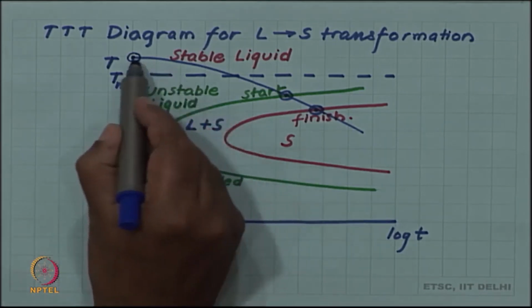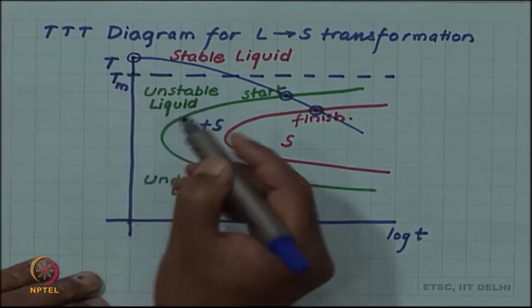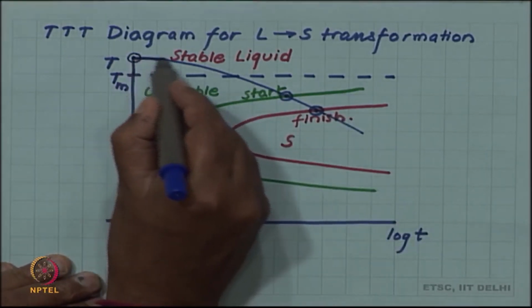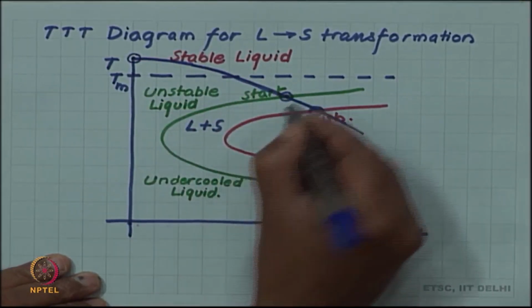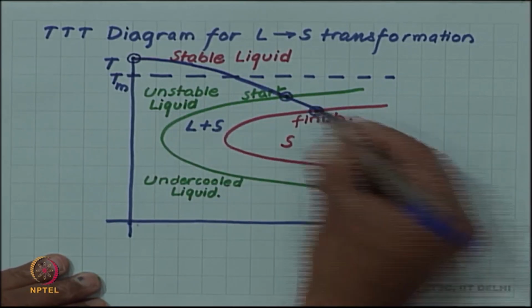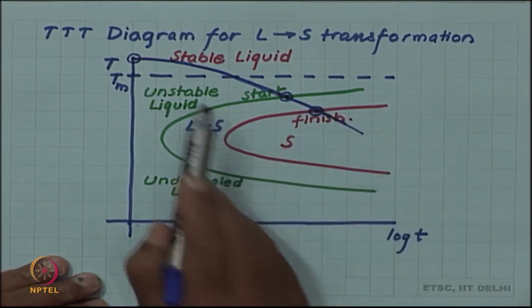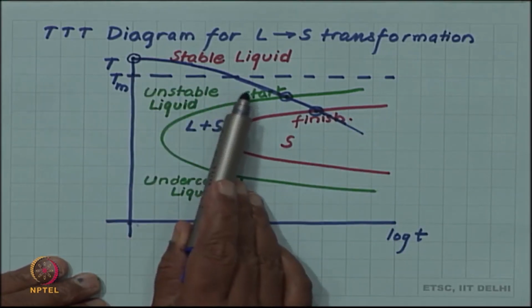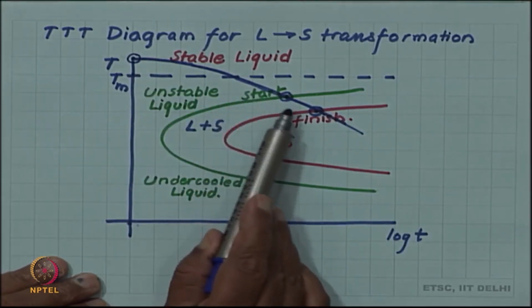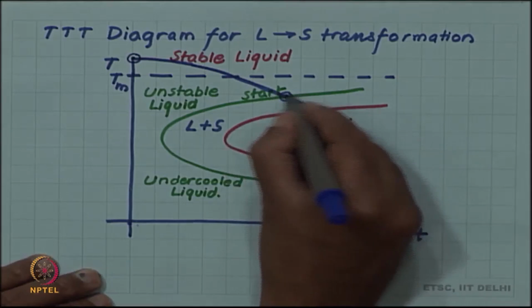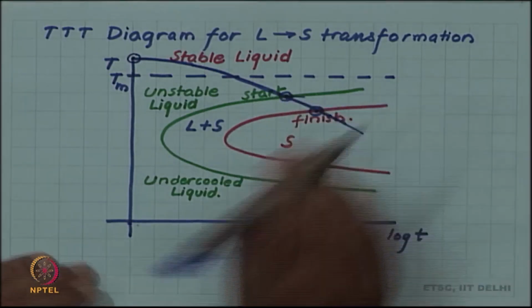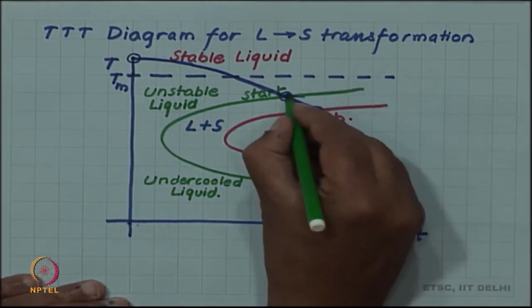So, if we now follow this blue line, the transformation begins here and then completes here. So, finally, from stable liquid it goes into undercooled liquid and then starts transforming into solid and completes the solidification. The temperature range over which this transformation happens can be seen as this range.